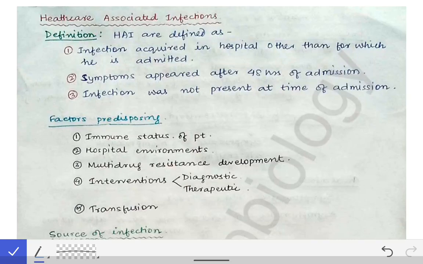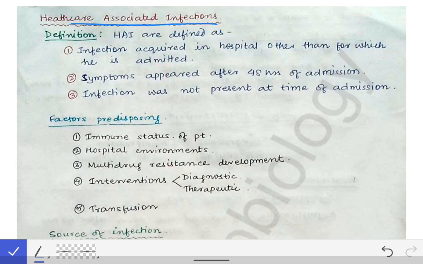Now we are going to discuss healthcare associated infections. Earlier these were called nosocomial infections, but that terminology has been removed and they are now referred to as healthcare associated infections. Now what are healthcare associated infections? How can we define this? This definition is very important, and it is the only important point in this topic.